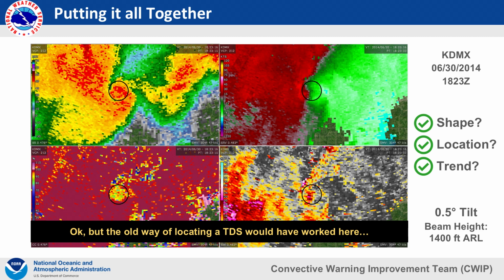Product-based thresholds that we have established beforehand to classify TDSs would have worked here. We had a couplet present. The signature was well within the realms of the current criteria that we use. So this was an easy case. Let's go on to something a little more difficult.